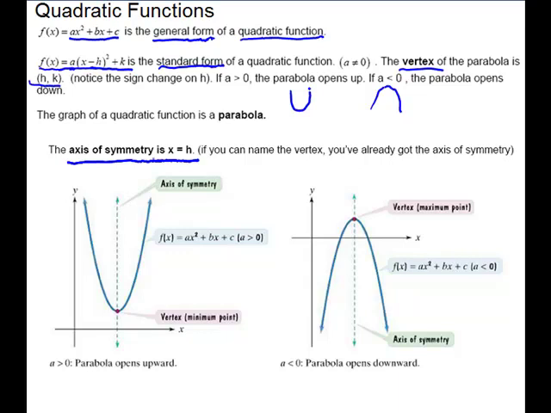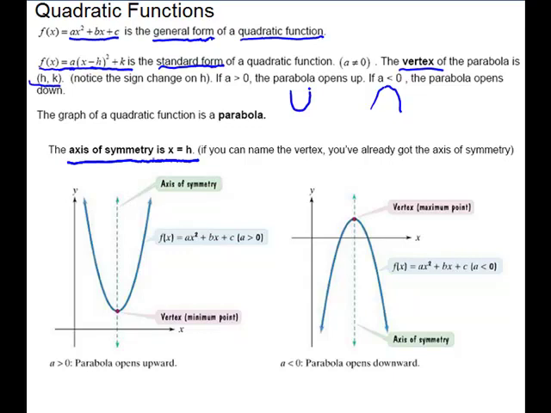And this one is an example with your a being positive, so it goes up. Here is your axis of symmetry. And here is one with a negative a. A is less than 0, goes down, and this is your axis of symmetry.